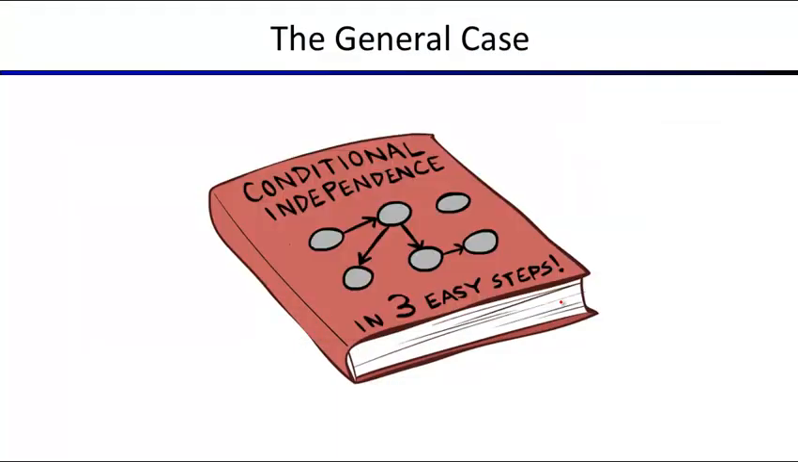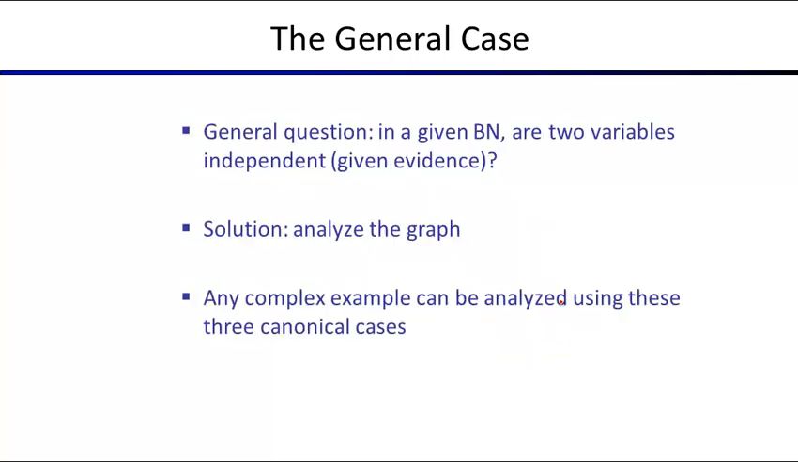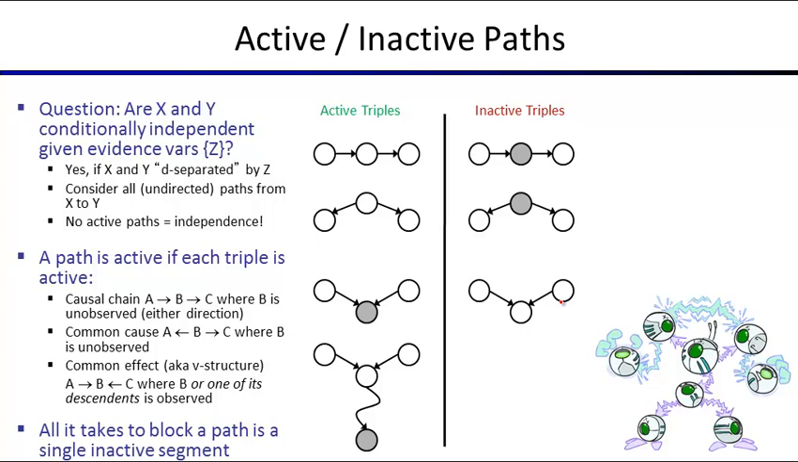Okay, we did a lot of algebra to work out the 3 base cases. What were those 3 base cases? We have 3 nodes. The first case is a causal chain. If the middle node is observed, we call it an inactive triple because there's conditional independence. It's inactive when there's independence.